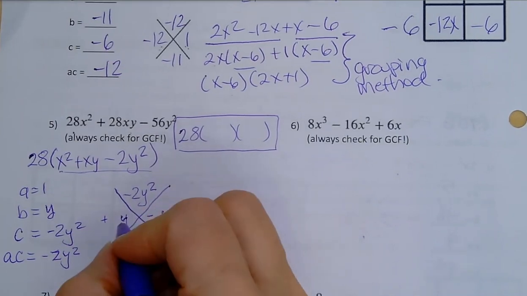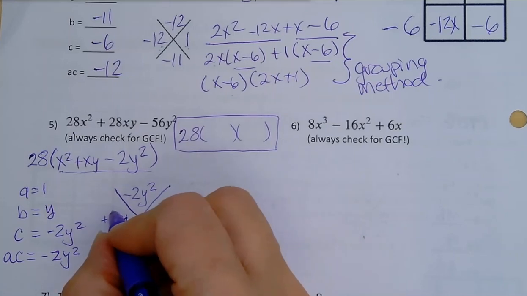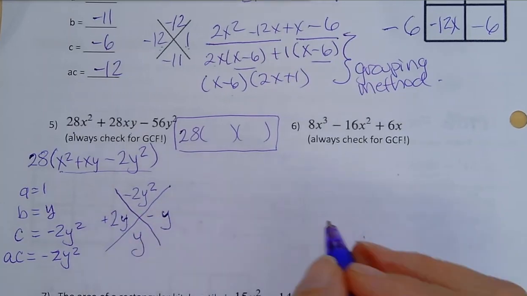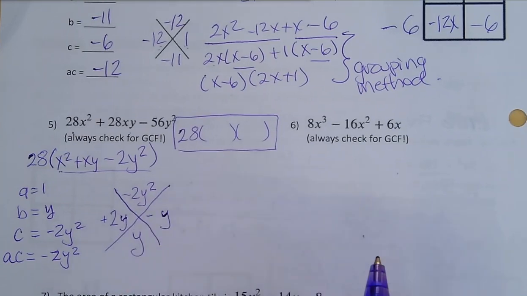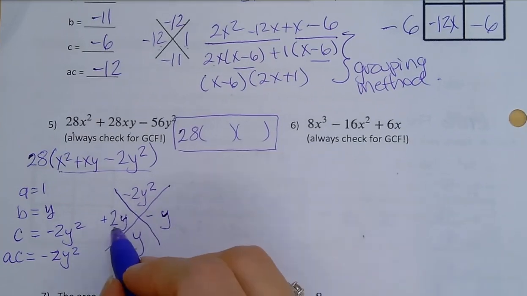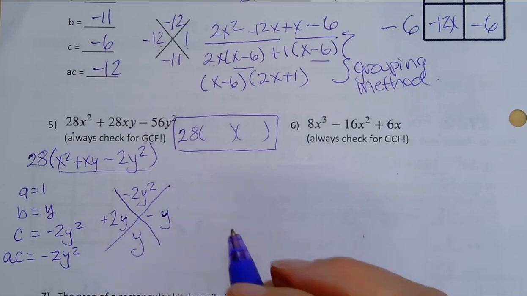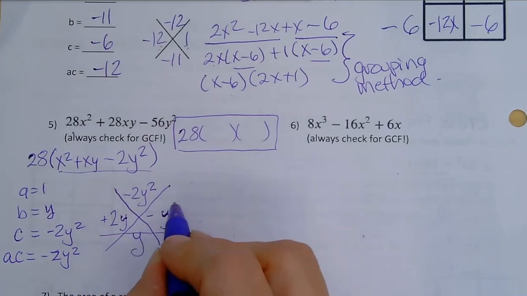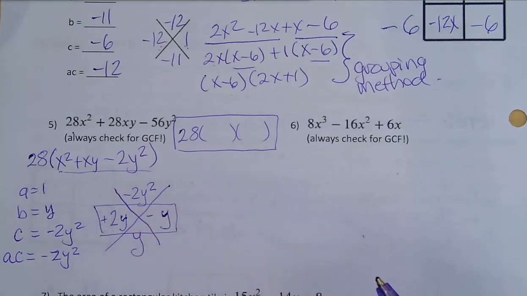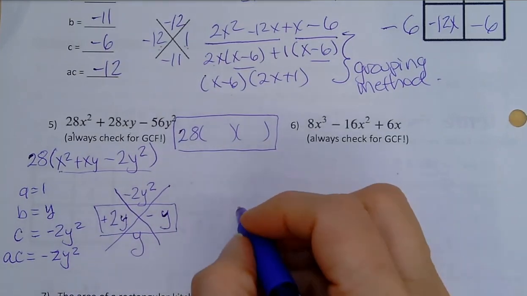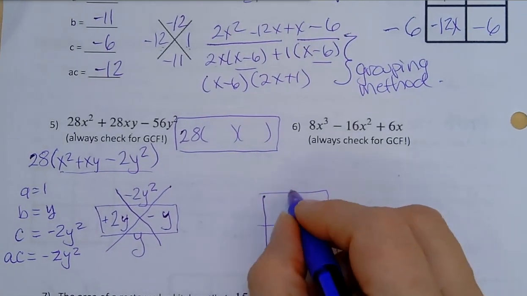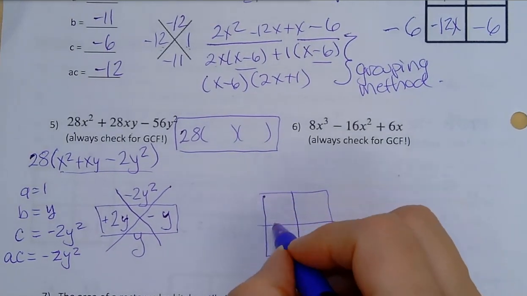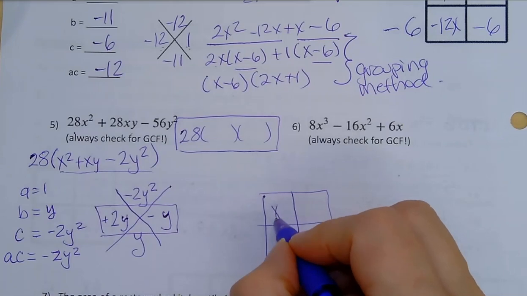So if I say that I have positive 2y and negative 1y, 2 times negative 1 is negative 2, y times y is y squared, and when I say 2y minus y, I get y. So I did actually find my middle numbers here. Okay, that's a way to do it. It's not the only way to do it. If I do my box, I'm going to get, first term is x squared.